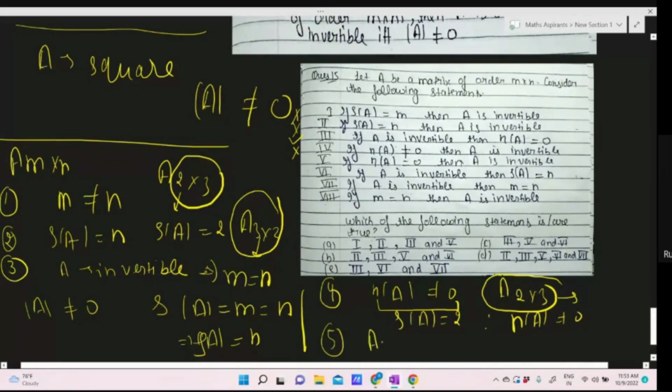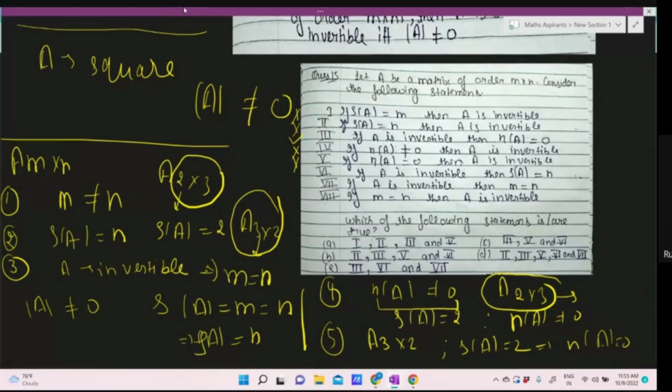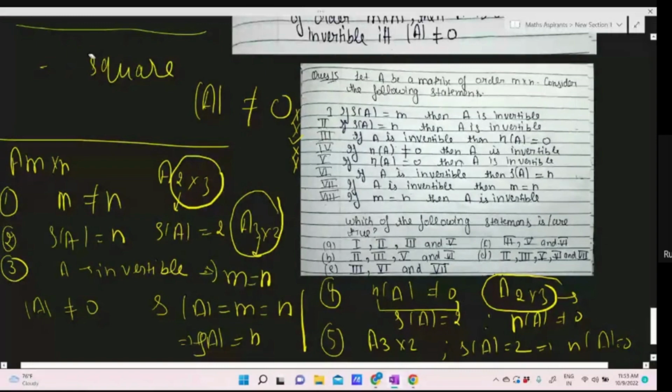For this, let A be the matrix of order 3 cross 2 and rank of A is 2. Here you can see that rank of A is 2. This will imply nullity of A is 0. That is, nullity of A is 0, but A is not invertible because A is not a square matrix. So option number 5 is also the incorrect option.